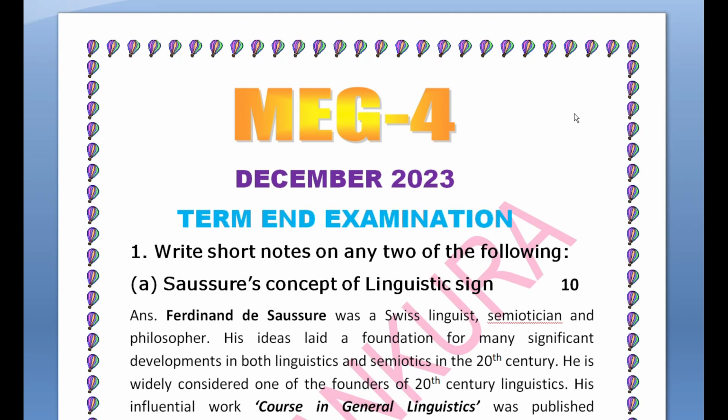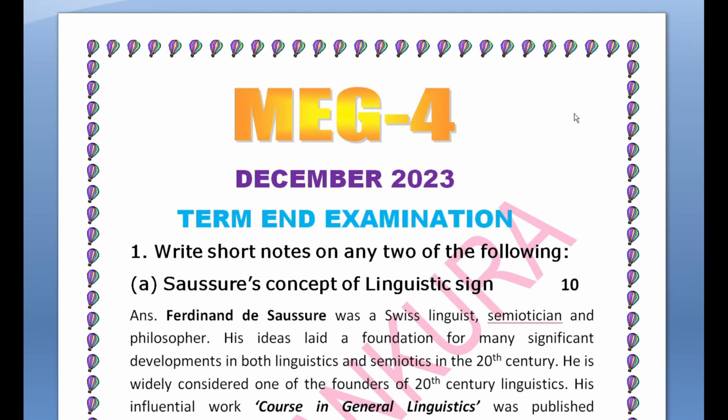In today's video, we will discuss short questions of MEG-4 asked in the December 2023 term end exam of IGNOU. Question 1. Write short notes on any two of the following. A. Saussure's concept of linguistic sign.